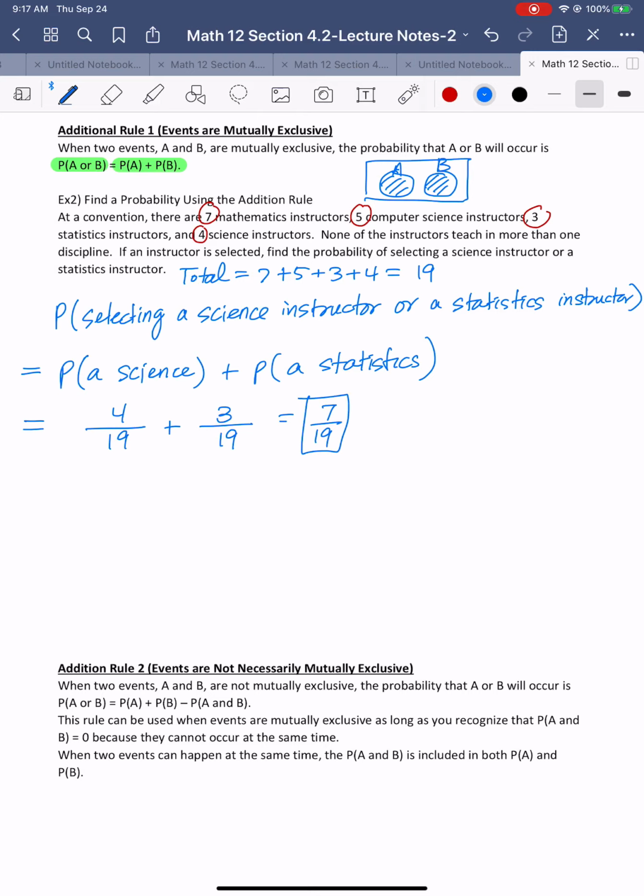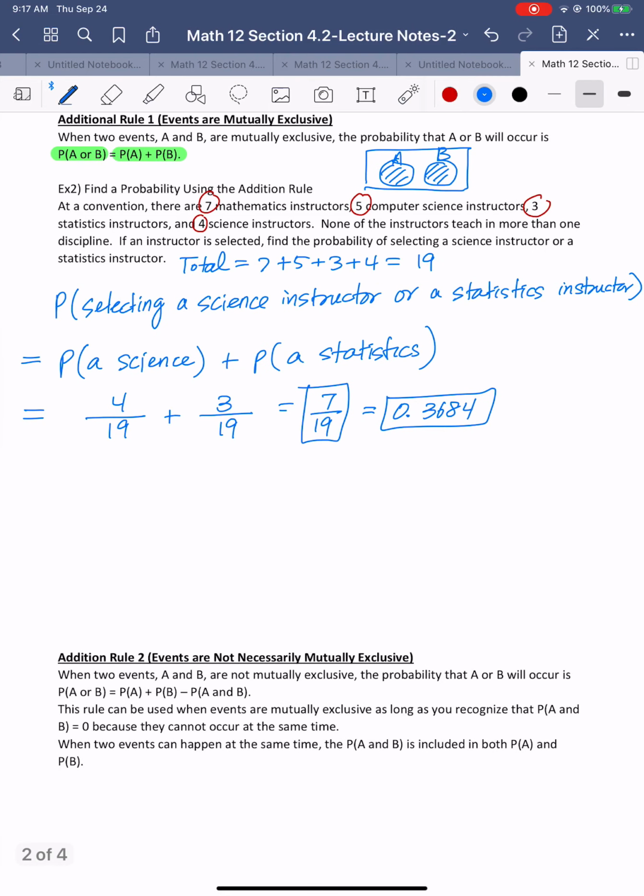So that's the probability. And then you can change it to a decimal. So if you divide 7 by 19, you get about 0.3684. So when we are working with probability in decimal, we try to get 4 decimal places, okay?